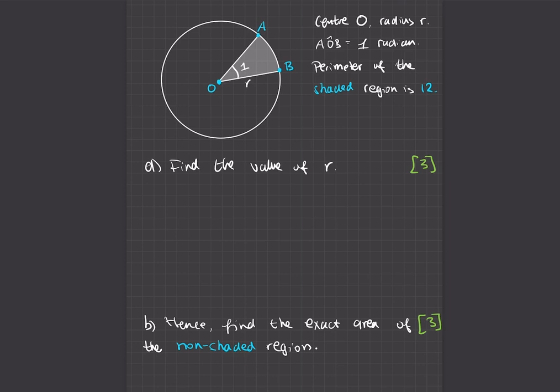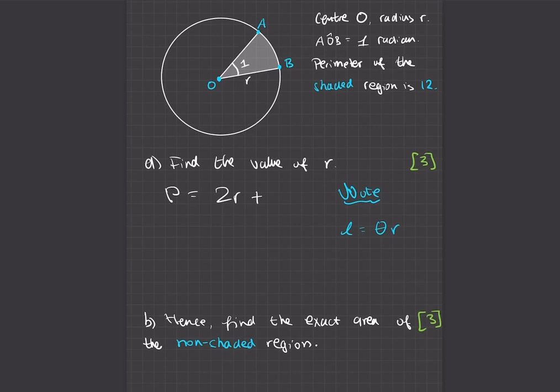Well, we've got R here, but we've also got R here again. So we start off with 2R. Actually, maybe I'll say P for perimeter is 2R plus, and then the hard part is this length here, AB. If you remember, if we have an angle in radians, it's in your formula booklet. The length of this region, AB, is the angle theta in radians times R.